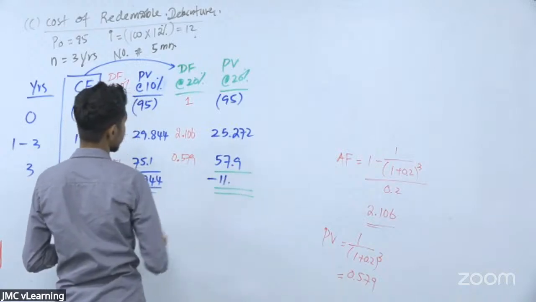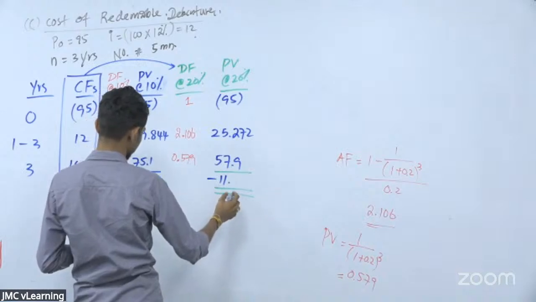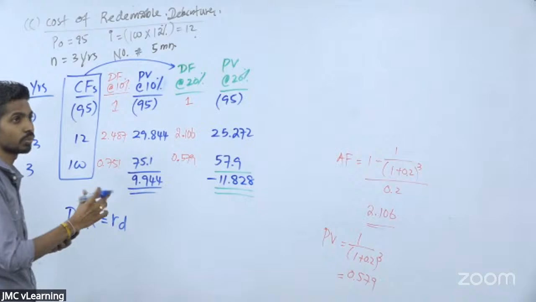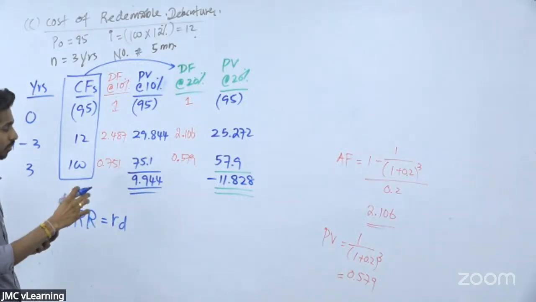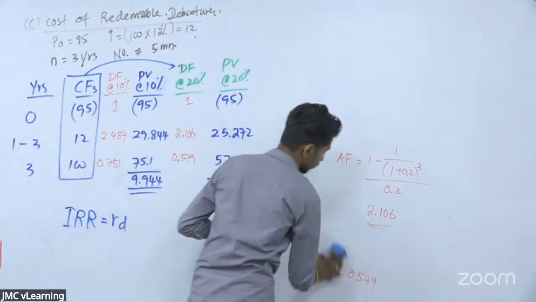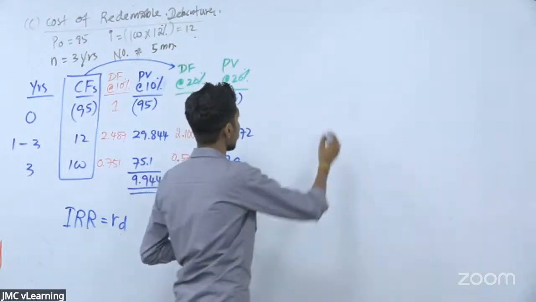Unfortunately, at that rate of 20% also we are not coming to 0. NPV becomes negative. Then IRR should be between 10 and 20. Between means the difference between these rates. Then how can we say? By using a graphical solution we can say. Look at the board.